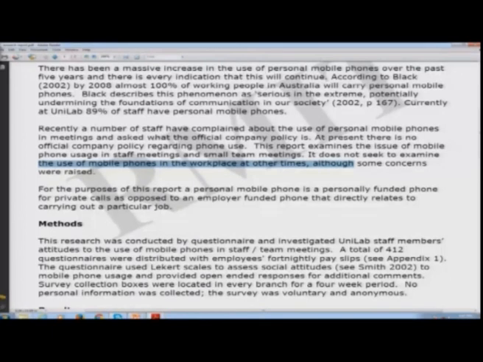For the purposes of this report, a personal mobile phone is a personally funded phone for private calls as opposed to an employer funded phone that directly relates to carrying out a particular job. Since this is about the use of personal mobile phones in meetings, the writers very clearly here distinguish between a personal mobile phone and an employer funded phone. So, something which is related to a job is not studied here.